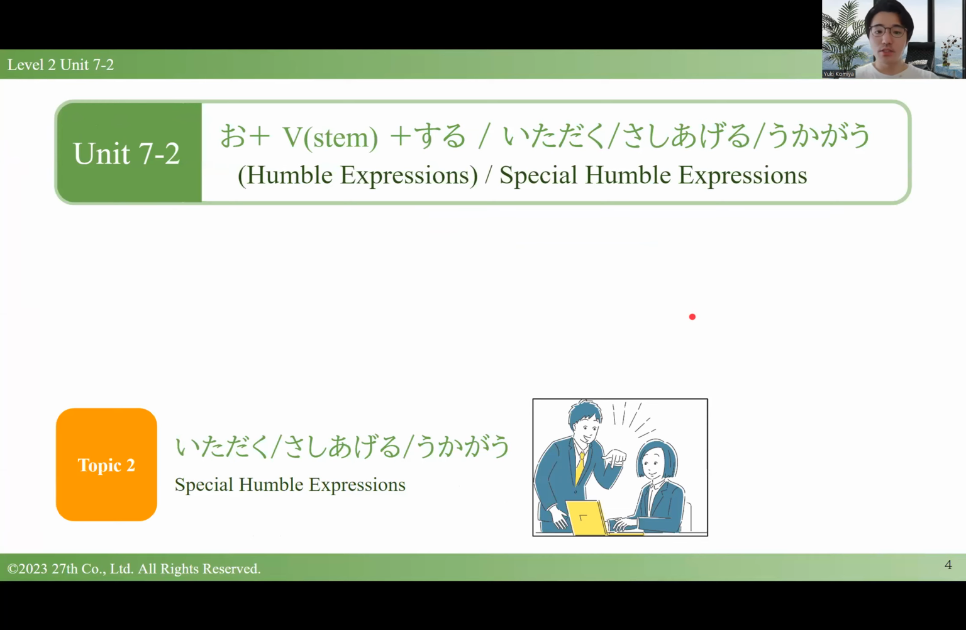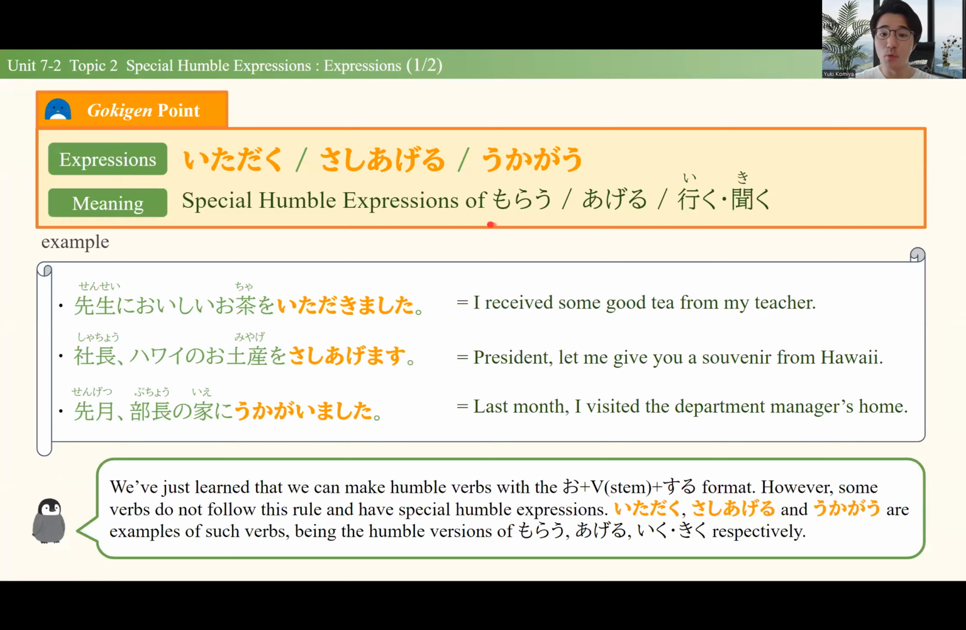So for humble expressions, some of the verbs do not follow this verb stem plus suru pattern. You can basically make many verbs under this rule, but some verbs have special humble versions. And these are もらう, あげる, 行く and 聞く. If you remember, もらう and あげる are the giving and receiving verbs. 行く and 聞く also take the special form うかがう. So these have the special humble expressions いただく, 差し上げる, and うかがう.